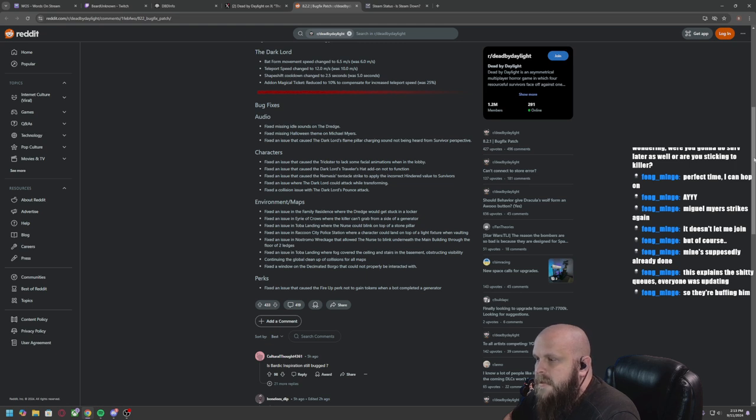Fixed a collision issue with the Dark Lord's pounce attack. Environment and maps: fixed an issue in the family residence where the Dredge would get stuck in a locker. That's funny, but good they fixed it. Man, that would be terrible.